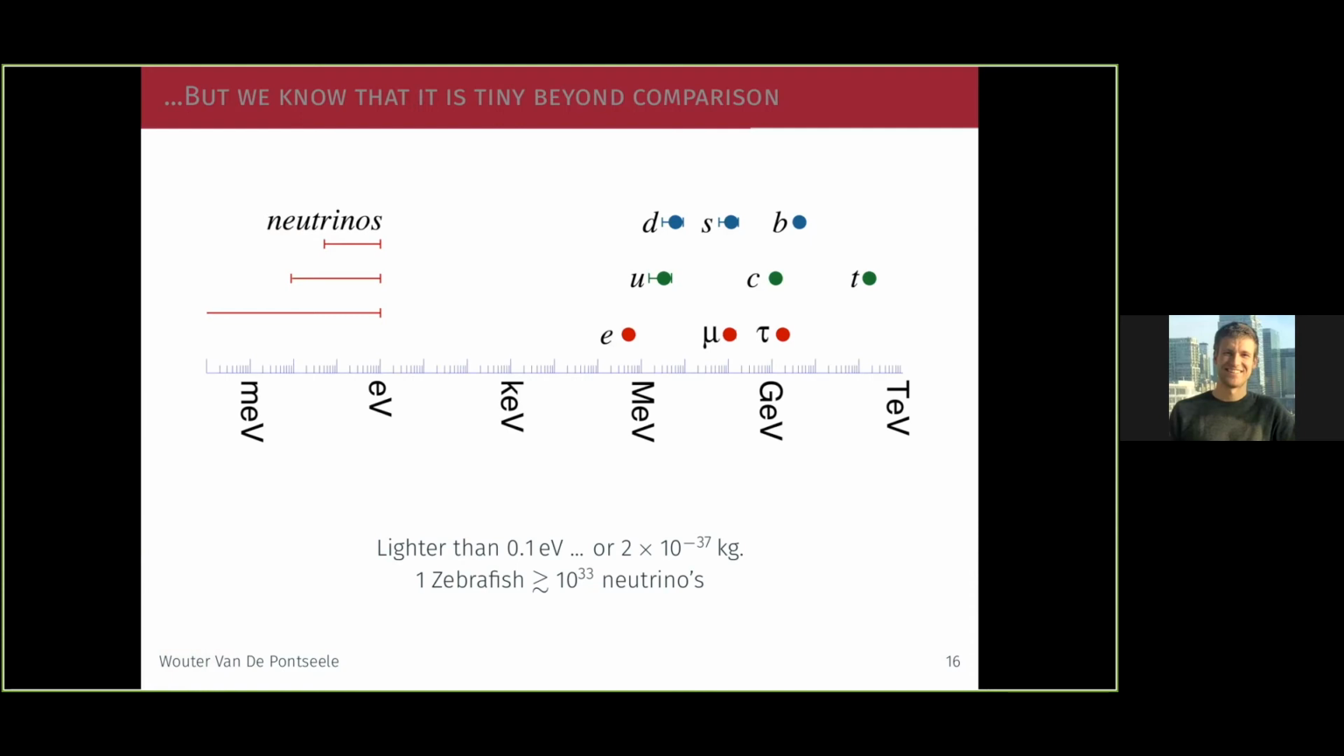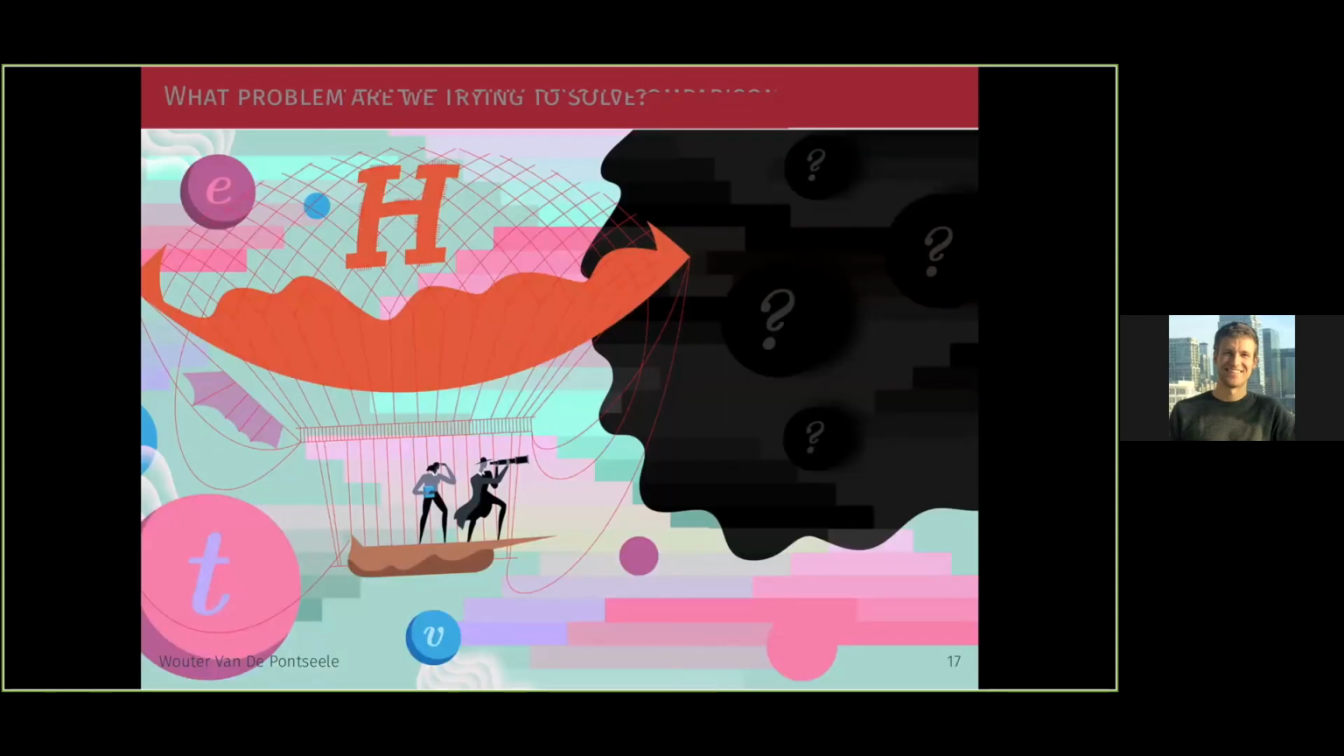But when we try these tricks with neutrinos, we only find an upper bound. We always get the answer that the neutrino is actually lighter. This plot is even out of date, so we know that the neutrinos are even 10 times lighter than this picture is telling. But effectively, the conclusion is that 1 zebrafish is heavier than 10 to the 33 neutrinos. So they are extremely light, and we do not yet have a clue how light they are.